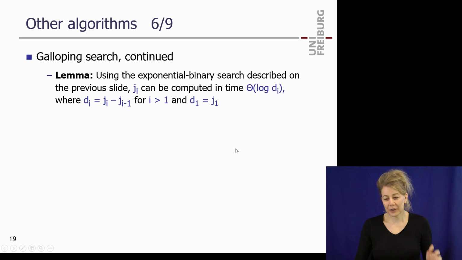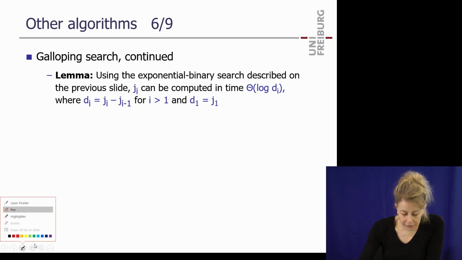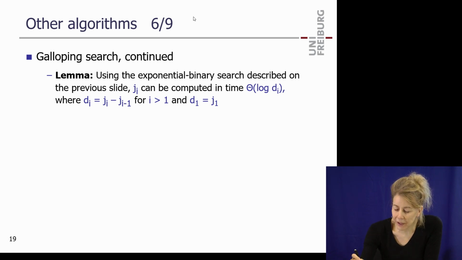So this is one claim. What we will do is the following, and let me again draw this little picture here. We have the elements of A, and we have the elements of B.